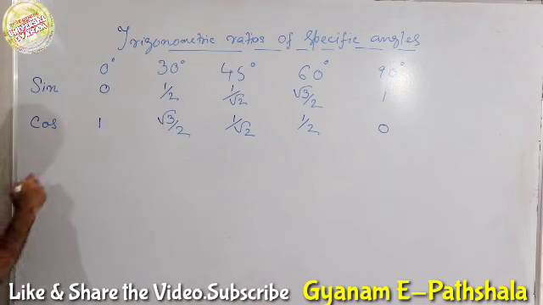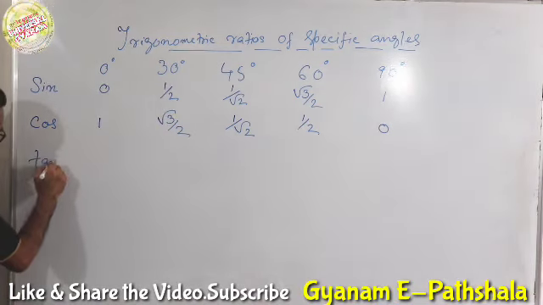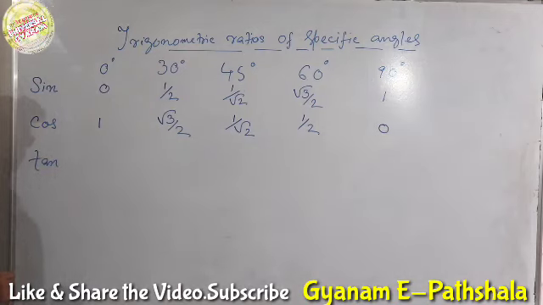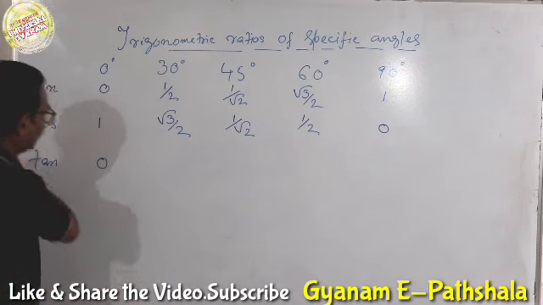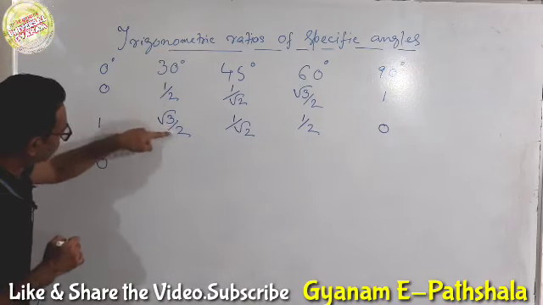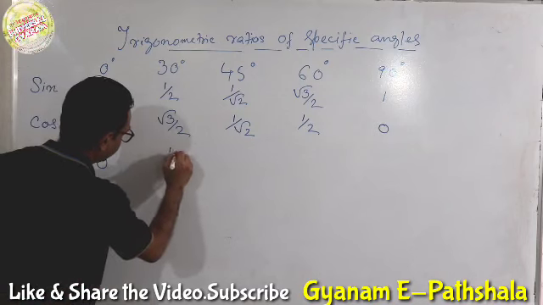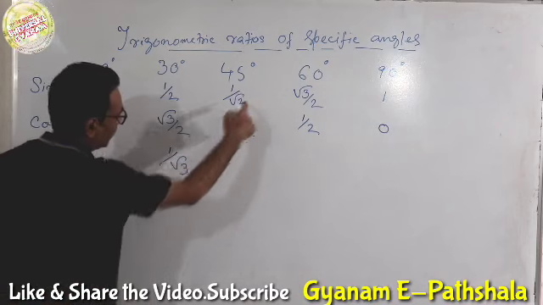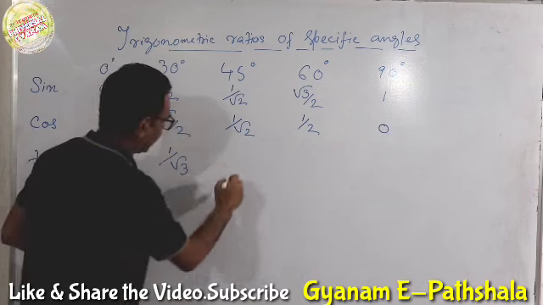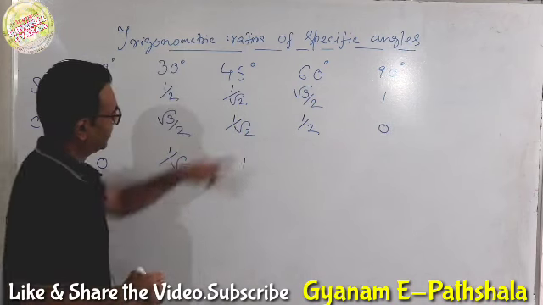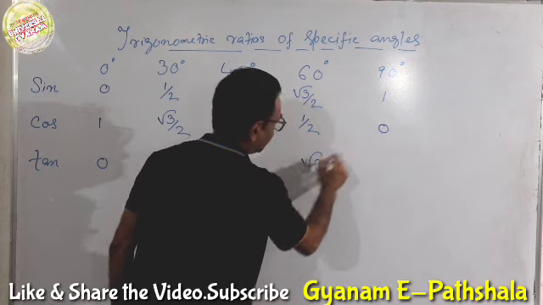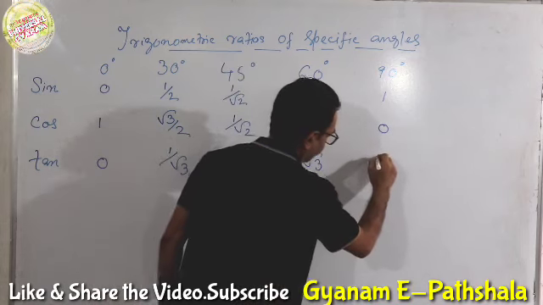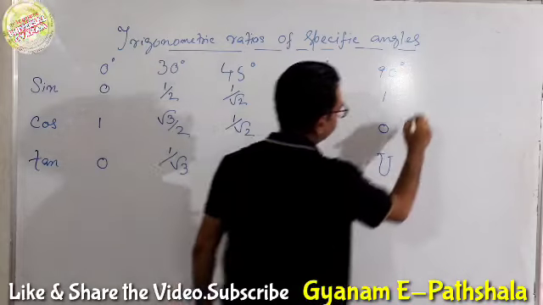We now come to tan. Now what is tan that we saw before? Tan is sine by cos. So 0 by 1 is 0. Half by root 3 by 2 is 1 by root 3. 1 by root 2 by 1 by root 2 is 1. Root 3 by 2 by half is root 3. And 1 by 0 is undefined. I call it u. U is undefined.